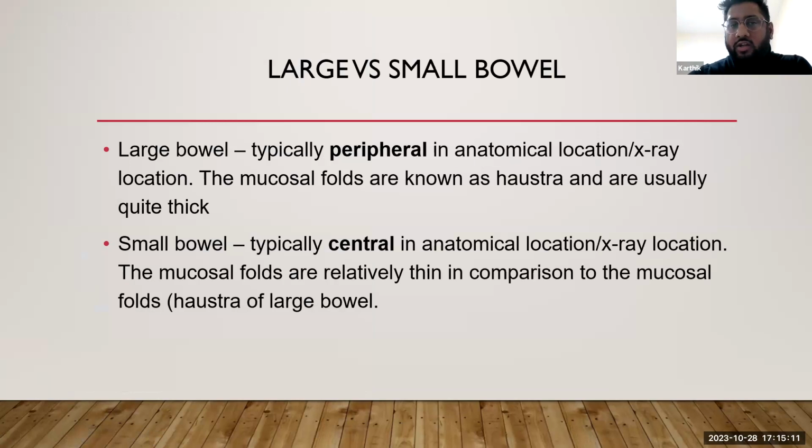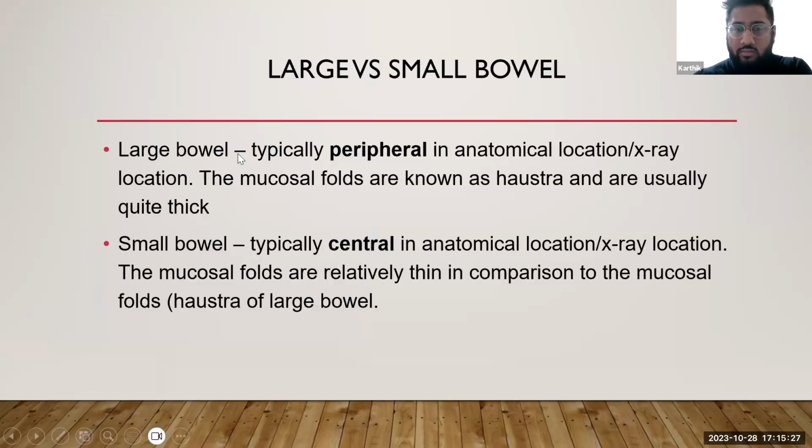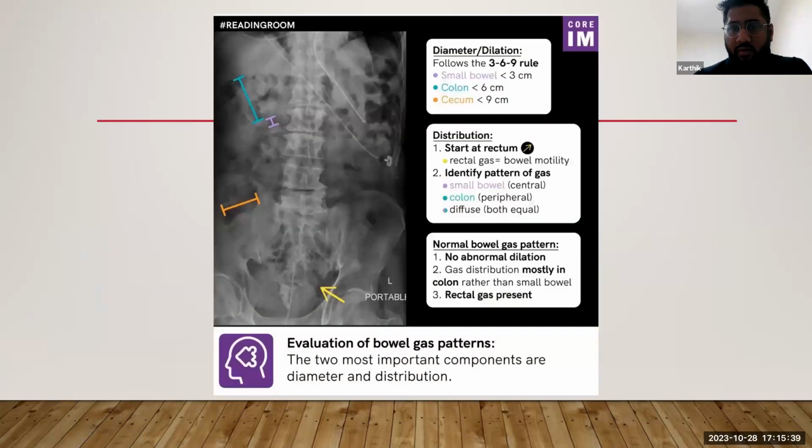Now the difference between the large bowel and small bowel on an abdominal X-ray, and where to look for them. As you can see here, the large bowel is on the periphery of the abdominal X-ray, whereas the small bowel will be centrally located in this region. The large bowel has folds. They both have mucosal folds, but the large bowel has folds called haustra and usually quite thick, whereas the small bowel has relatively thin mucosal folds. Okay.